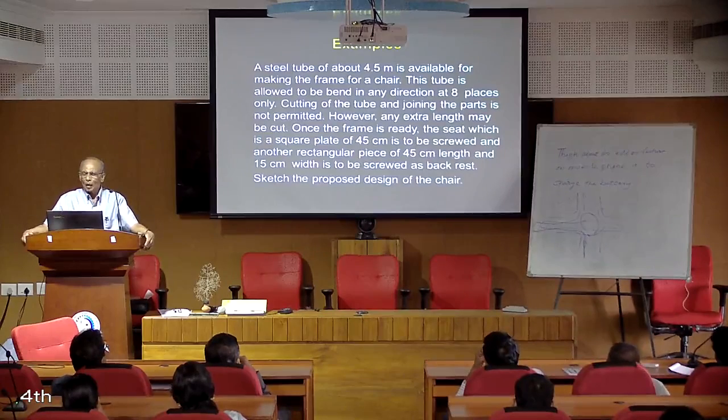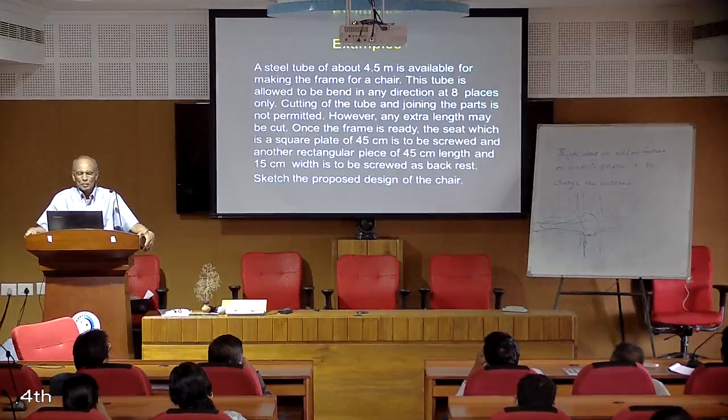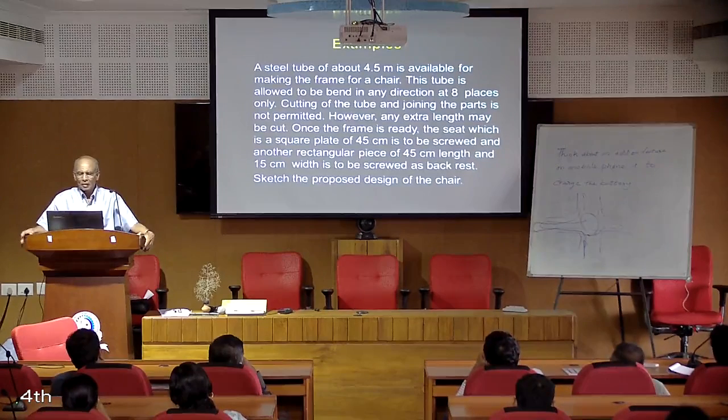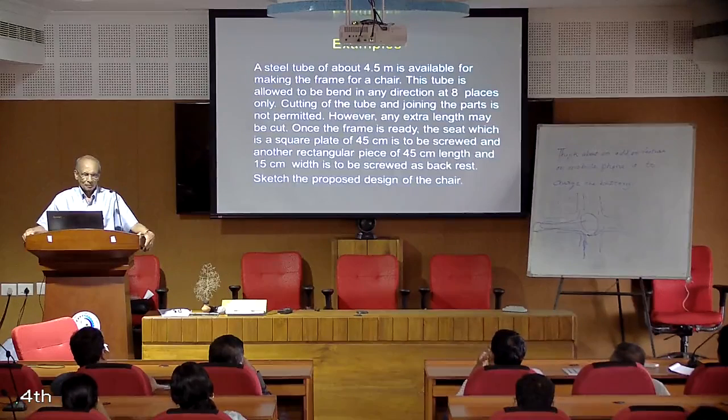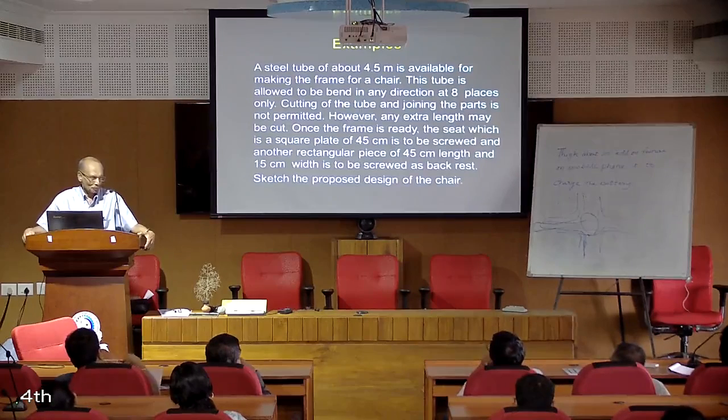This is a little longer question. A steel tube of about 4.5 meters is available for making the frame of a chair. This tube is allowed to be bent in any direction at 8 places only. That's a clue. Okay, 8 places. Otherwise, cutting of the tube and joining the parts is not permitted. However, any extra length may be cut if you want. If he doesn't want 4.5, you can make it out of 4.2.